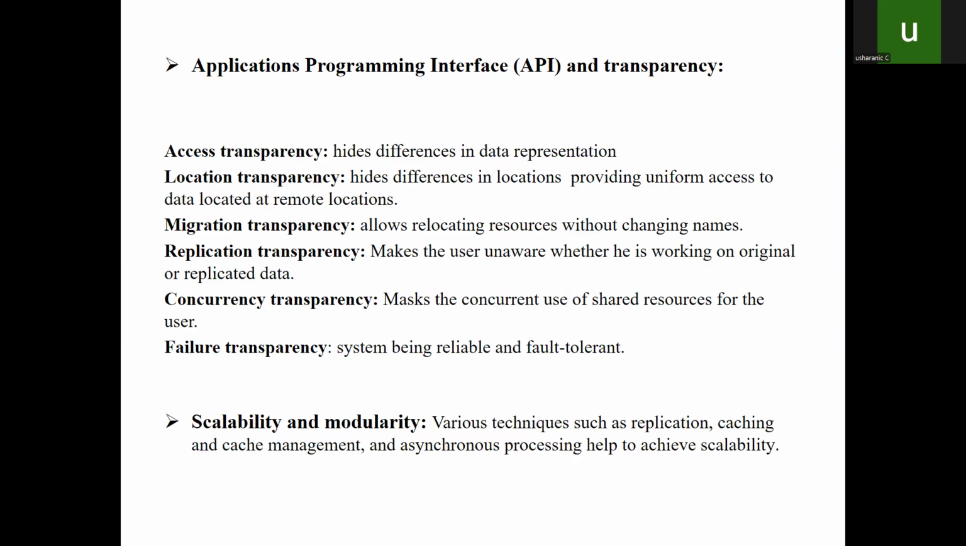Next one is failure transparency. The system remains reliable and fault tolerant. If a component can fail, the user does not notice the failures. And next one is scalability and modularity. It is achieved using techniques such as replication, caching and cache management, and asynchronous processing.